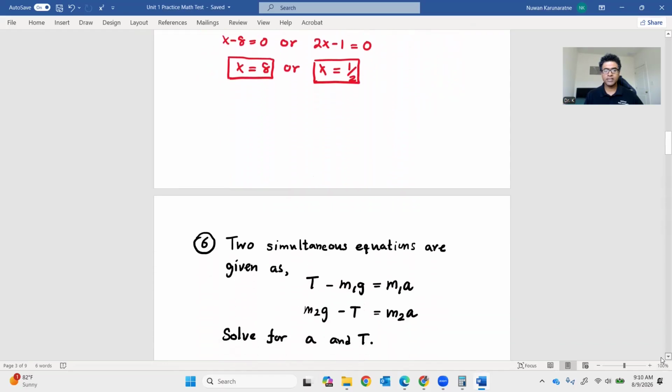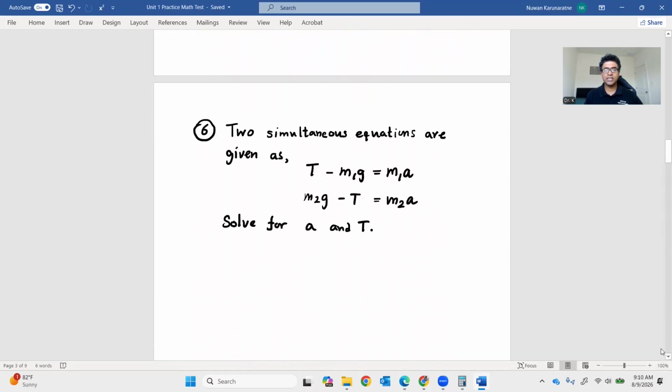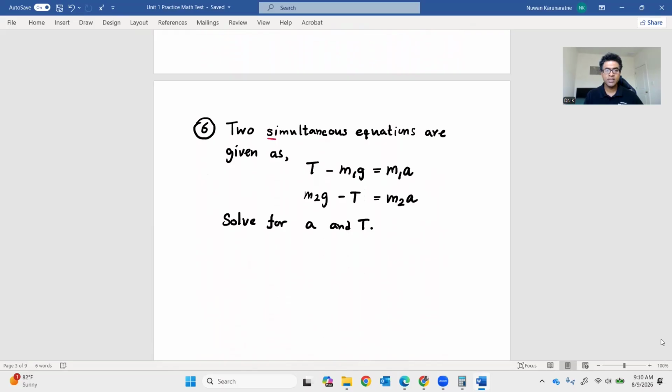Okay, so let's look at number 6 problem. So these are simultaneous equations. You will see solving simultaneous equations. So that means you should remember the method of elimination and method of substitution.